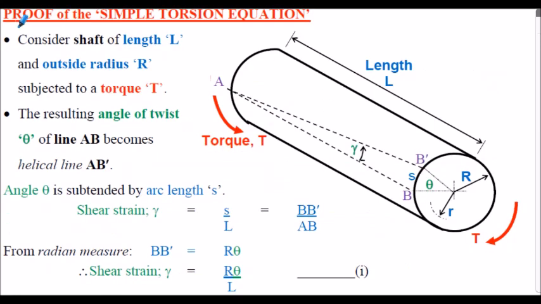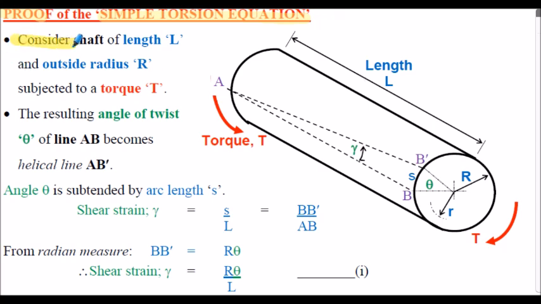So let's consider the proof for simple torsion theory. Nothing clever here from my perspective. This is a standard proof shown in most textbooks. I'm just going to try and illustrate it as simply as I can, showing you the steps involved with generating the simple torsion equation, which we'll use in the next presentation, where we'll analyse various shafts and bars, etc., subject to pure torsion.